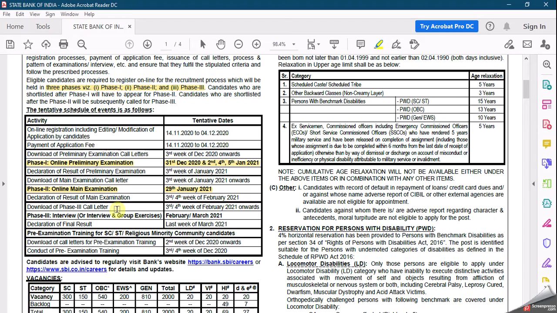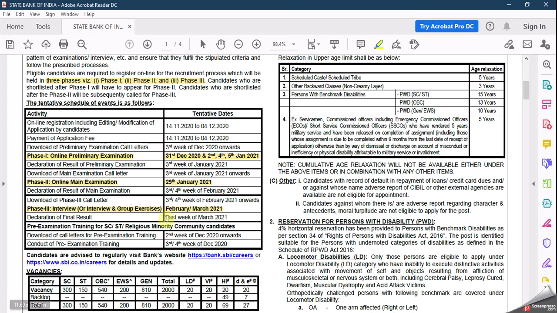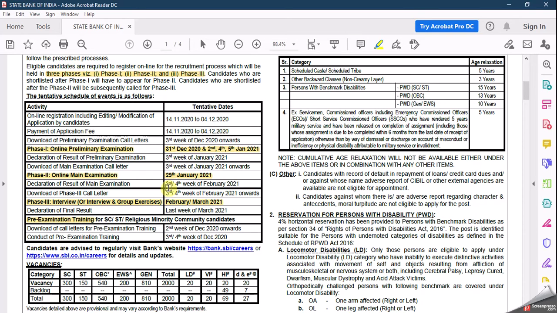After clearing both prelims and mains, you will be called for the interview phase. For that, you can download your call letter from the third and fourth week of February 2021. In the months of February and March 2021, they have planned this phase 3, that is the interview. So in this, what they have given, we'll see. For SC, ST and religious minority communities, pre-examination training is also made available by SBI. So you can also apply for that pre-examination training.